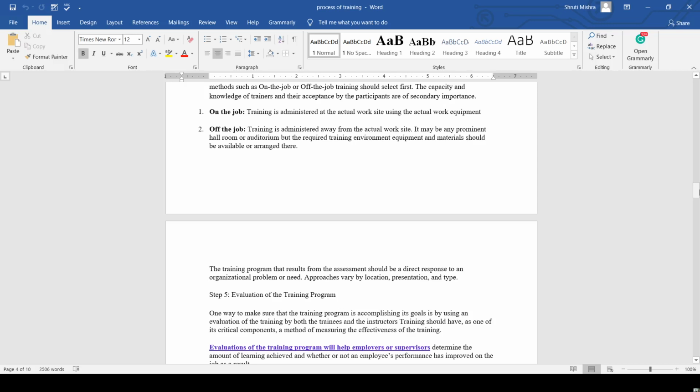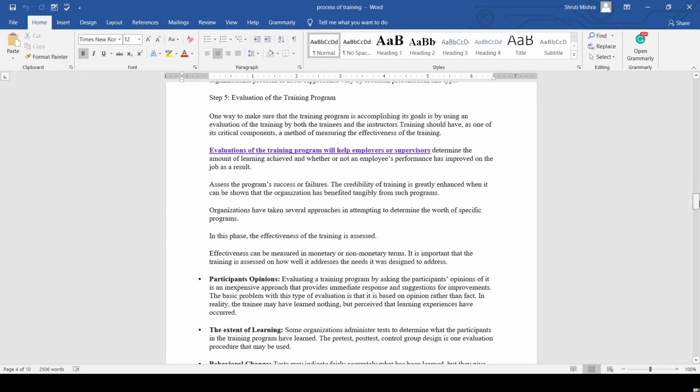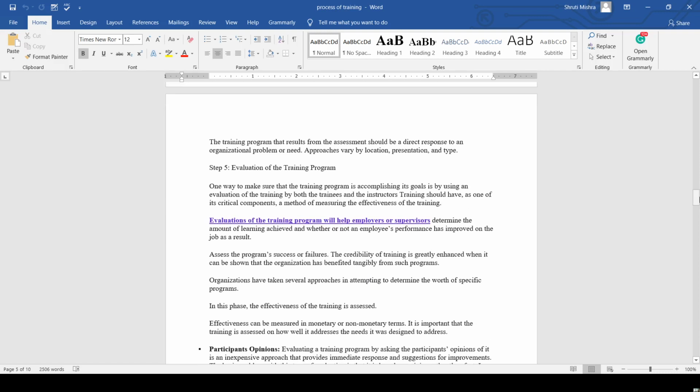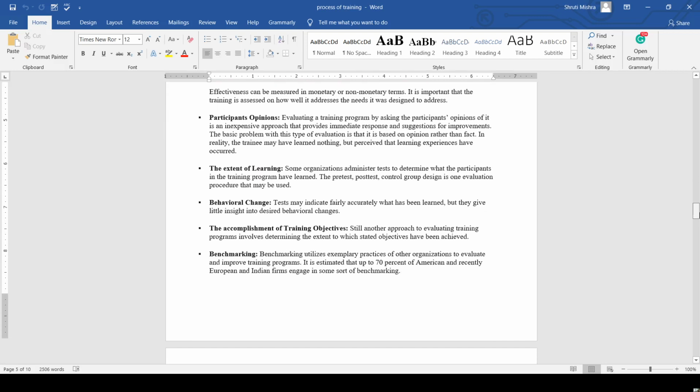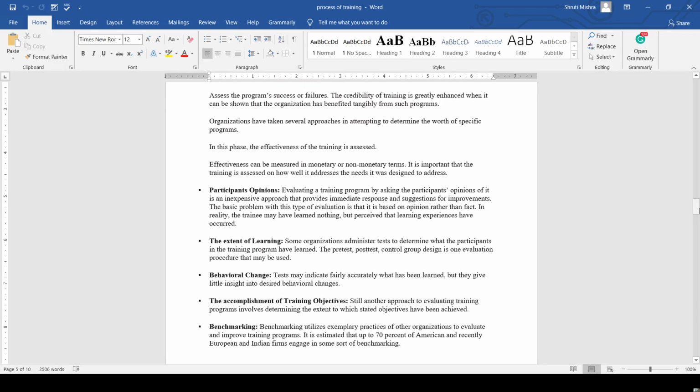The last one is the evaluation of the training program. It is very important for all the employees who were part of the training to know where they are lagging behind, why they are lacking, and what type of skills were required, and whether the training bridged the gap or not. So these are the five steps which are important for the training process.